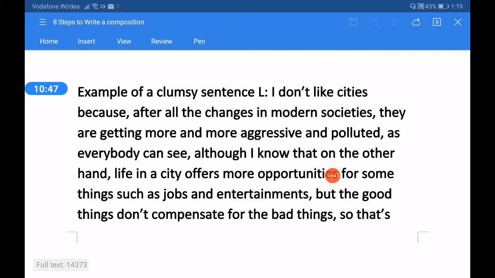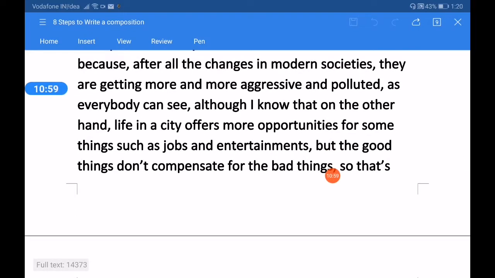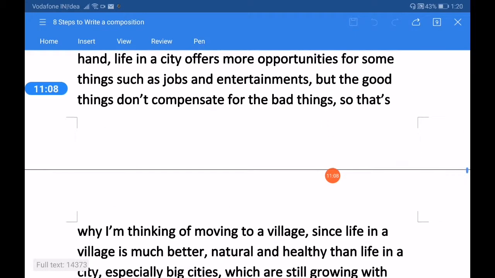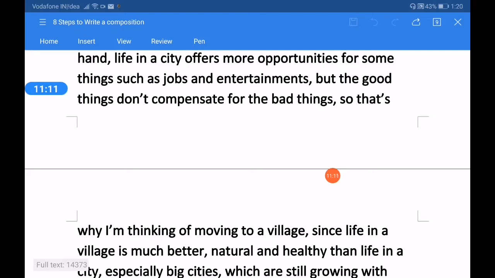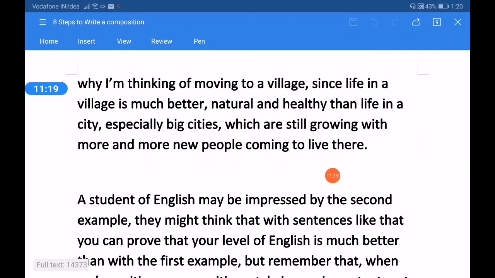An example of a clumsy sentence: "I don't like cities because after all the changes in modern societies they are getting more and more aggressive and polluted, as everybody can see. Although I know that on the other hand life in a city offers more opportunities for some things such as jobs and entertainments, but the good things don't compensate for the bad things. So that's why I am thinking of moving to a village. Since life in a village is much better, natural and healthy than life in a city, especially big cities which are still growing with more and more new people coming to live there."